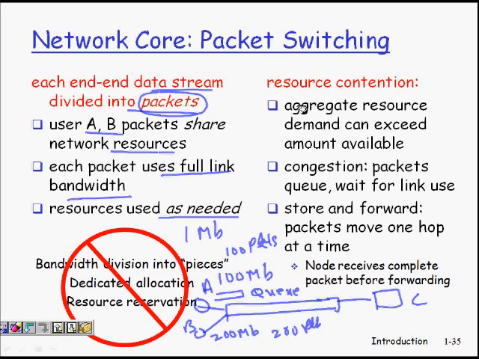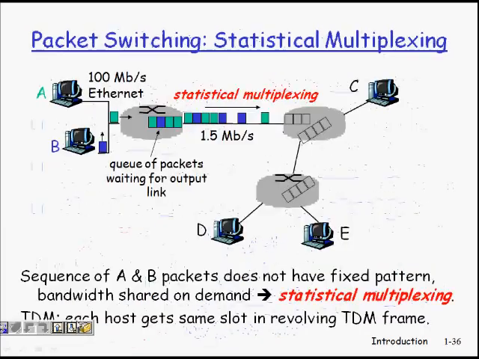So this is a good thing about it, but nothing comes without cons. So this is the pros. The con is resource contention. If both of them have data to send, then you will have contention. Both of them will fight for this link. It might happen that aggregate resource demand can exceed the capacity, and there might be congestion. Lots of packets, both are sending packets because no one is stopping them. So the queue might become full, there might be congestion. And one more important thing is it uses store and forward. We will look at the meaning of this one.